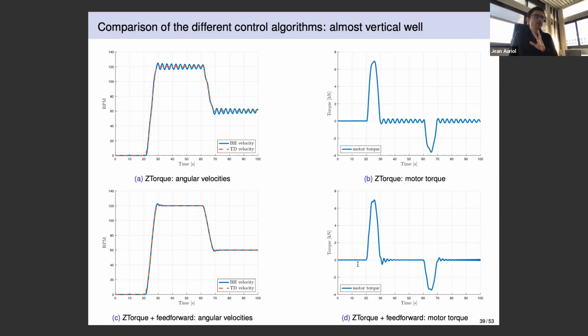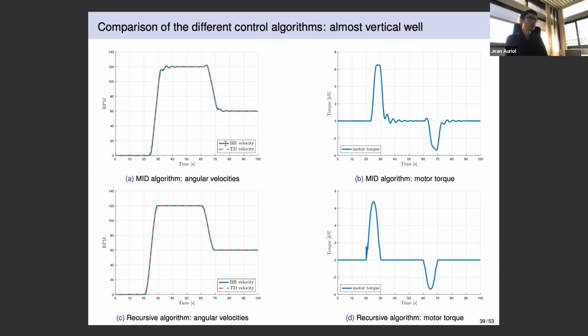In the first test case, you have an almost vertical well, and I plotted the RPM and velocity and the torque. So here you have the classical Z-torque. You still reach the reference, but you have oscillations, and the same for the torque. If you use the feed-forward component, you can see that you have almost no oscillation. You just have a small overshoot. You have really small oscillation for the torque, but it is acceptable. And for the MID and recursive algorithm, you can see that the recursive algorithm is almost perfect, no oscillation at all. And for the MID, we still have some oscillation.